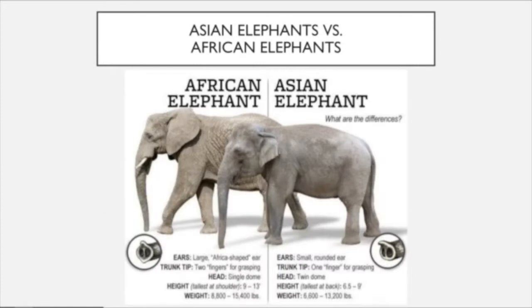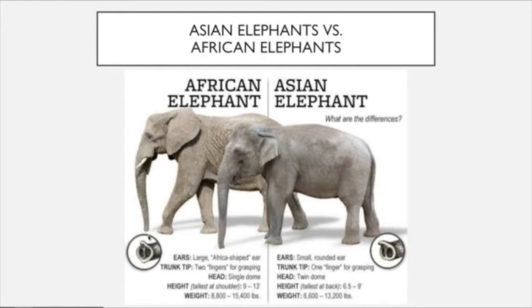Asian elephants versus African elephants. As you can see, African elephants are larger than the Asian elephant. What other differences do you notice? Here we talk about the ears. The ears on the African elephant are large and they're pointed almost like the continent of Africa. The ears on the Asian elephant are rounded and a little bit smaller when you look at the proportion next to the head. Proportion is how big something is compared to something else.